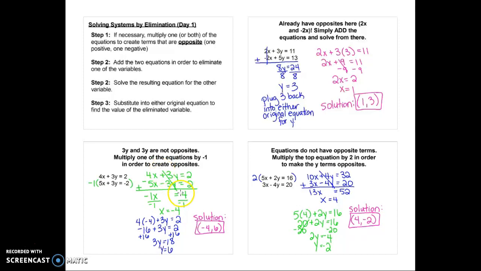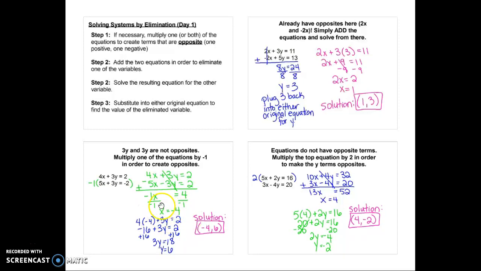That's what we wanted to happen. And then 2 plus 2 equals 4. So I have negative 1x equals 4. Now it's just a one-step equation. Divide both sides by your negative 1. You end up with a final answer for x is negative 4.